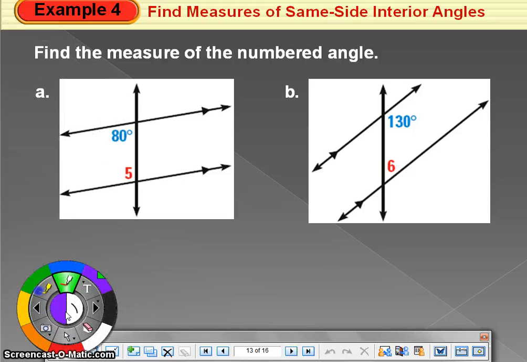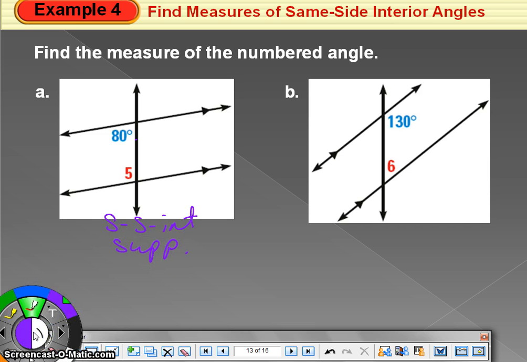So here's another example. Find the measure of the numbered angle. So you have to decide what relationship you have before you can do this. So as I look at my 80 right here and my 5 right here, those are same side interior angles. So I look at the theorem about it. And those should be supplementary. Okay, now I can figure it out. So I'm going to have to do 180 minus 80.